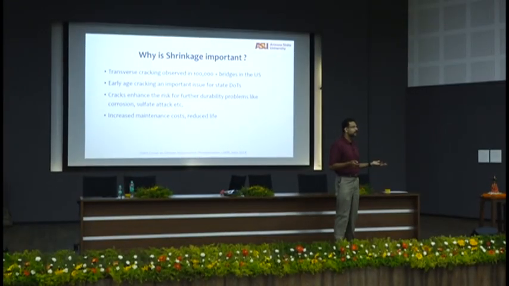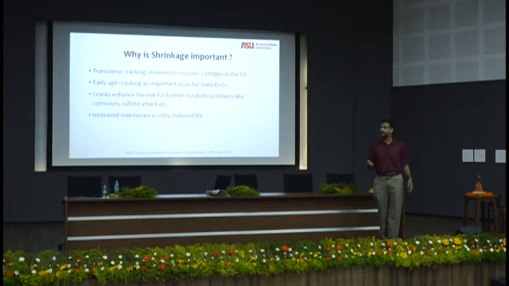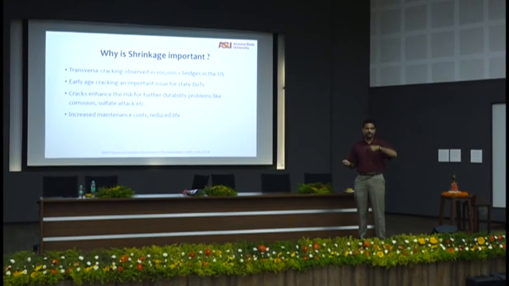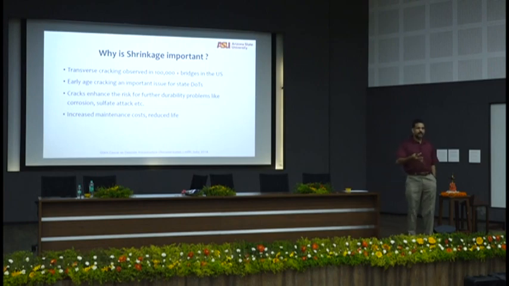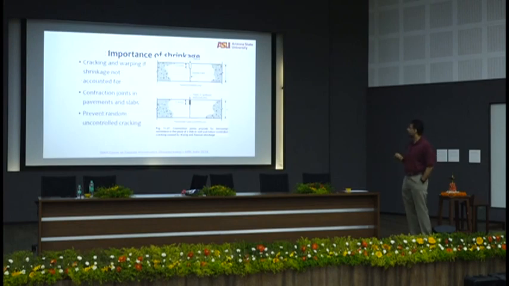US. Infrastructure is where more damage happens, and that's what is exposed to the environment, unless you have a building like NITK which is totally exposed to the environment, right? Otherwise, you have mostly bridges. Early age cracking is very important, because it introduces much higher chances for chlorides and sulfates to go through and corrode. Corrosion, sulfate attack, increased maintenance cost, reduced life. If you do Life-365, you can account for some of these effects also, maintenance costs and so on. Okay, cracking and warping if shrinkage is not accounted for.